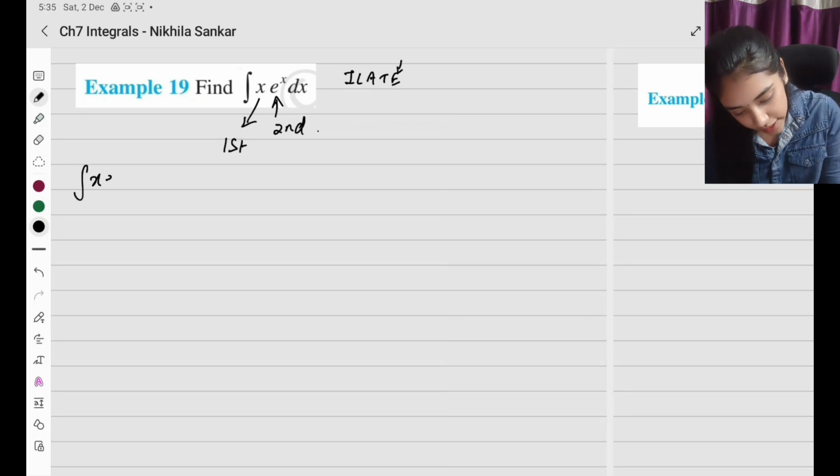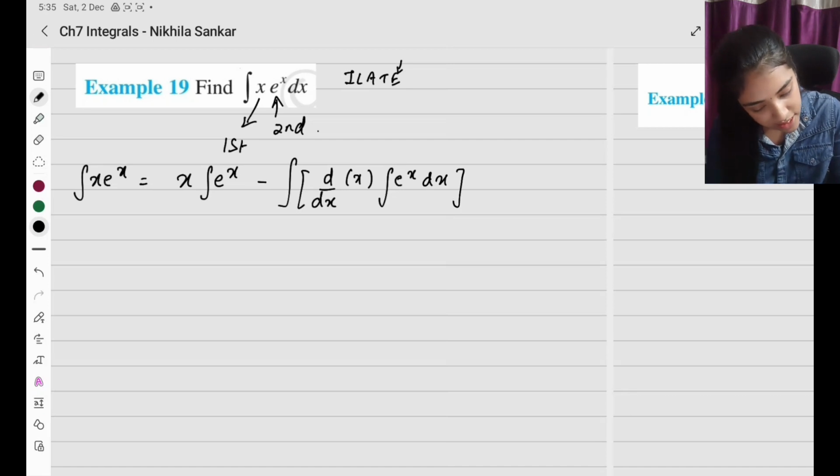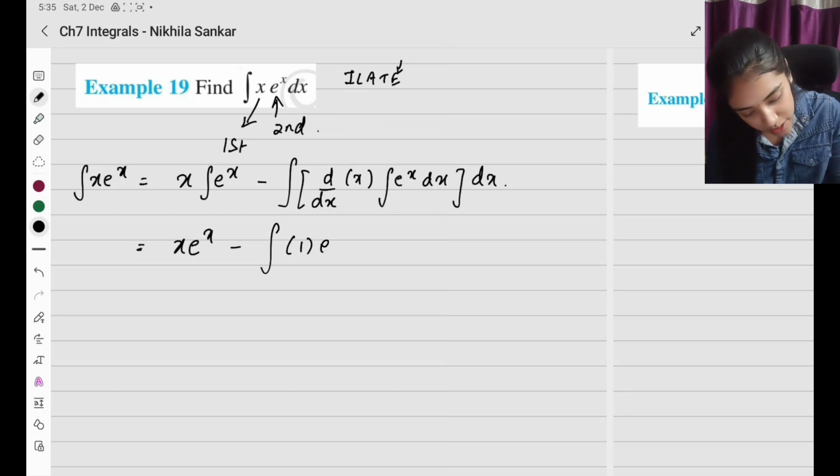So when I solve the integral, x times e to the x is first function times integral of second function, minus, open the integration bracket, d by dx of first function times integral of second function, times dx, close the bracket, times dx. So this is going to be x e to the x, integration of e to the x is e to the x, minus integral of d by dx of x, which is 1, times integration of e to the x, which is e to the x, times dx.